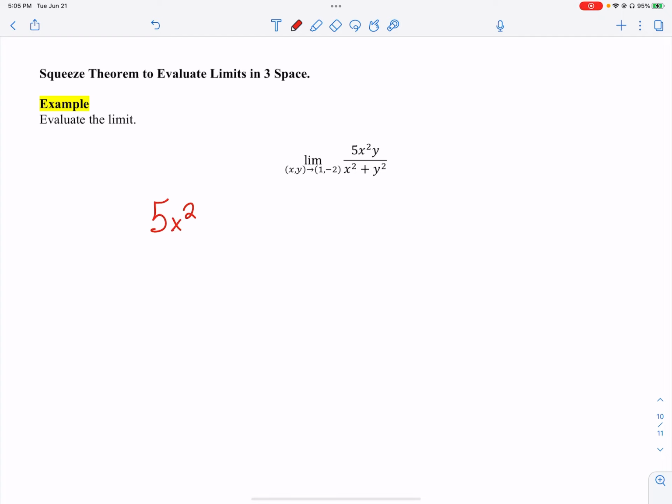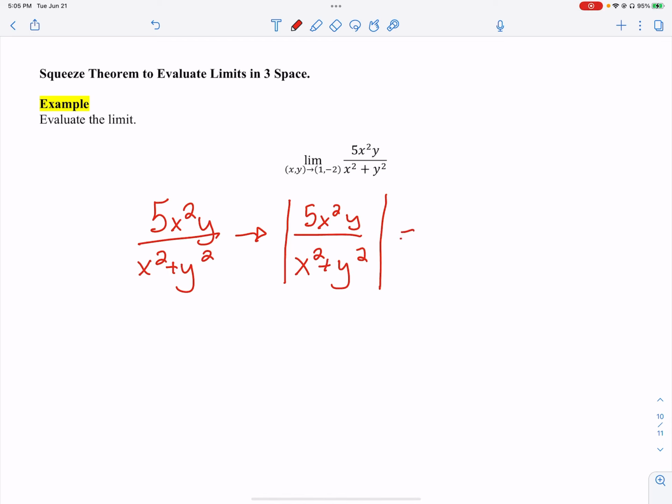We've got 5x squared y over x squared plus y squared. What we're going to think about for this is that we're almost all positive except for that y, and we're going to work down to that. So I'm going to take the absolute value of this, and this is going to make sense in a moment. This is actually equal to 5x squared, which doesn't need absolute value, but y does. And x squared plus y squared also does not need absolute value because it's always positive.